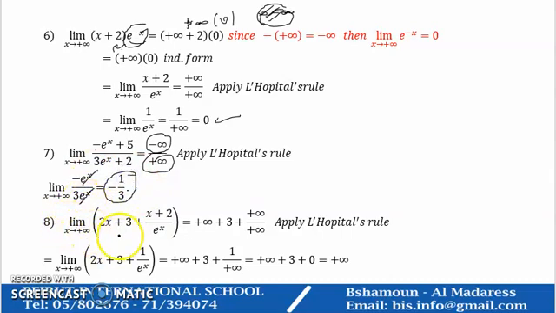8. Limit of (2x plus 3) plus (x plus 2) over e^x. The answer is infinity plus 3, and here infinity over infinity. I can apply L'Hopital's rule only for this term. So when we apply L'Hopital's rule, we obtain 2x plus 3, plus 1 over e^x. 1 over infinity equals 0. The answer is plus infinity also.